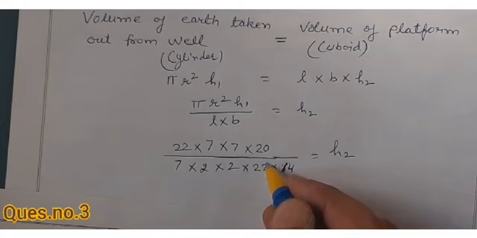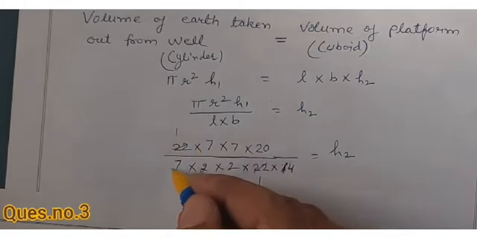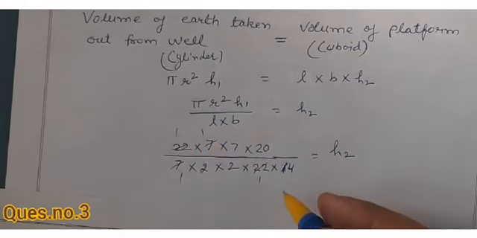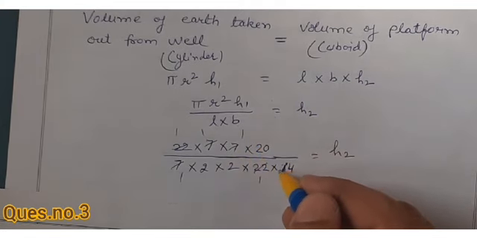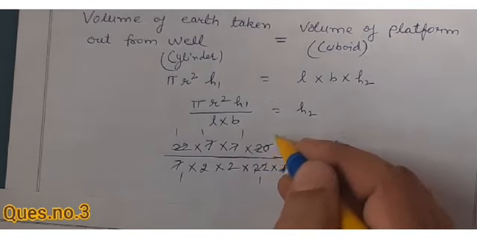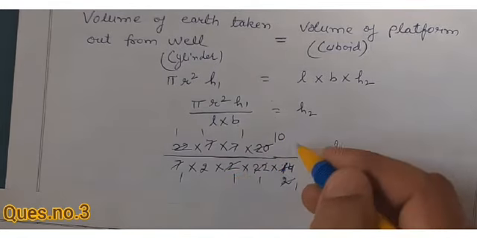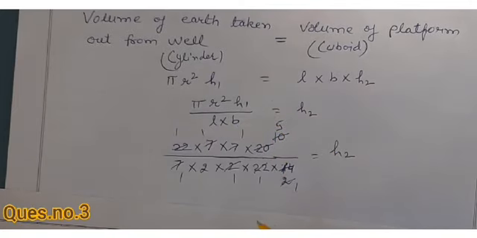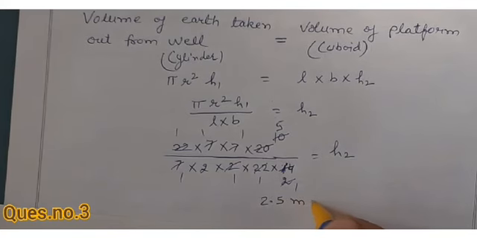Just you see, you can cut 22 to 22, 7 to 7 you can cut. 7 1s are 7, 7 2s are 14, 2 1s are 2, 2 10s are 20, 2 1s are 2, 2 5s are 10. What is coming? 5 by 2. If you divide it, at last you will get 2.5 meter, the height of the platform, and this is your answer.